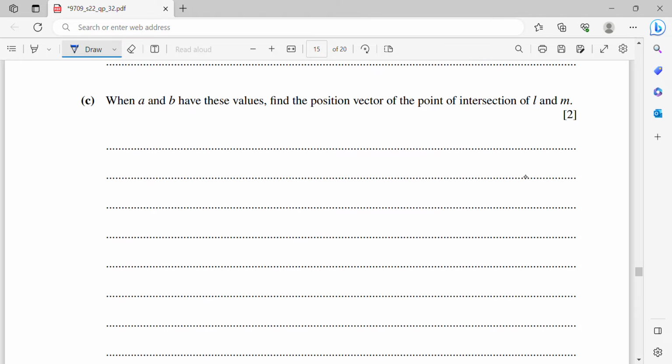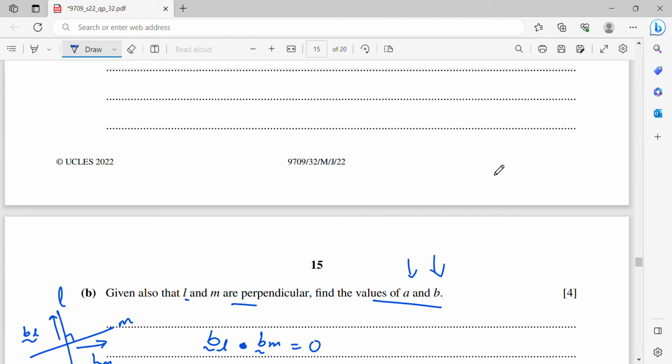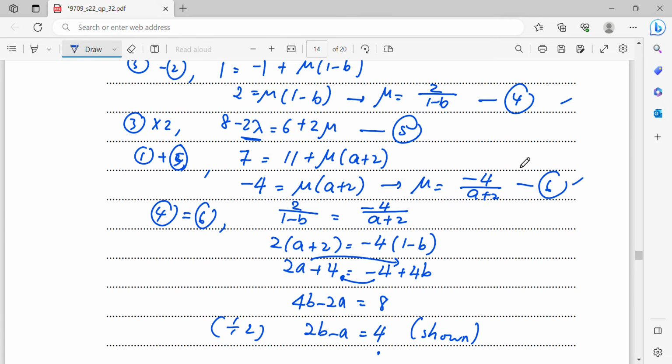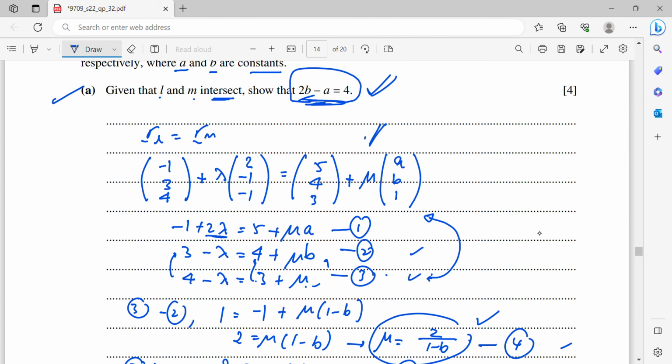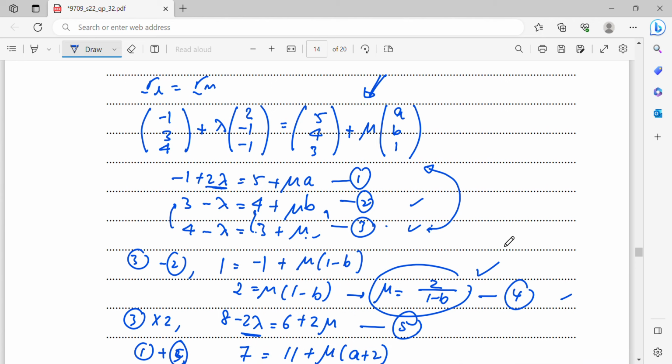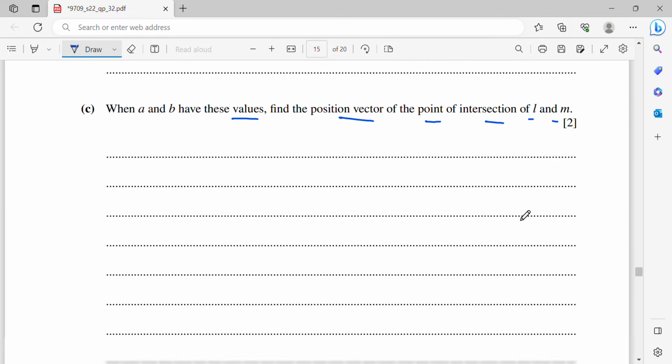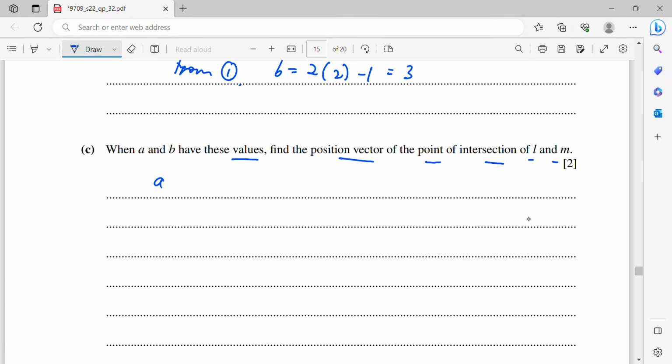Okay, now when a and b have these values, find the position vector of the point of intersection of L and M. Okay, this part we have to refer back to the first part. Alright, so we know that when they are intersecting, the mu equals to 2 over 1 minus b. So once you have found the mu, then you can find the point from the second line. Alright, so now I will use mu equals to 2 over 1 minus b.